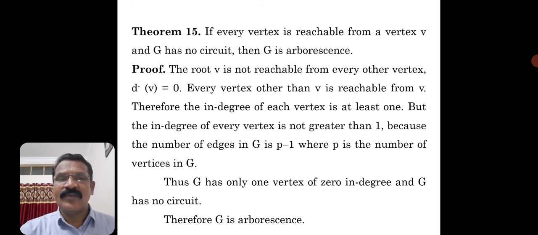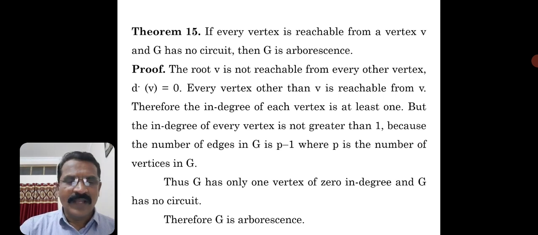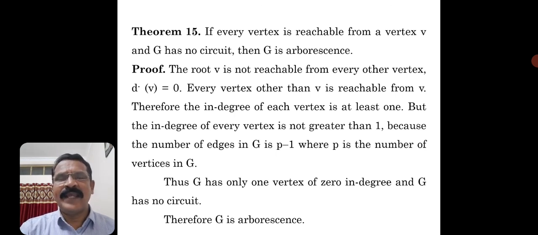Thus, G has only one vertex of in degree 0 and G has no circuit. It has one vertex whose in degree is 0, that is the root, and there is no circuit at all. It implies this is definitely a directed tree, or you can say therefore G is an arborescence.